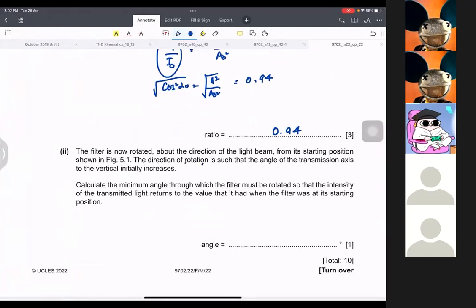Now, the filter is rotated about the direction of the light beam from its starting position, as shown. The direction of rotation is such that the angle of transmission to the vertical increases. Calculate the maximum angle through which the filter must be rotated so that the intensity of transmitted light returns to the value that it had when the filter was at the starting position.